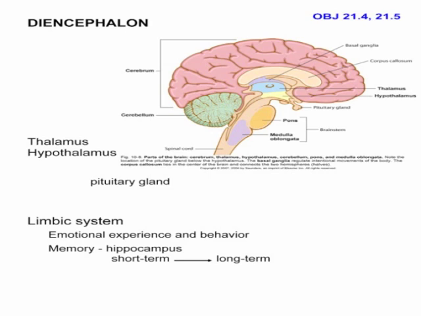It releases tropins. The limbic system includes the thalamus and hypothalamus. This controls emotional experience and behavior, as well as memory in the hippocampus. This acts as a memory indexer for short-term and long-term memory.